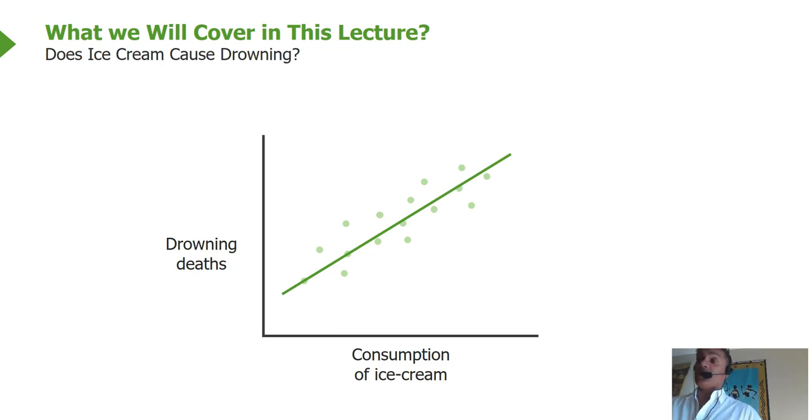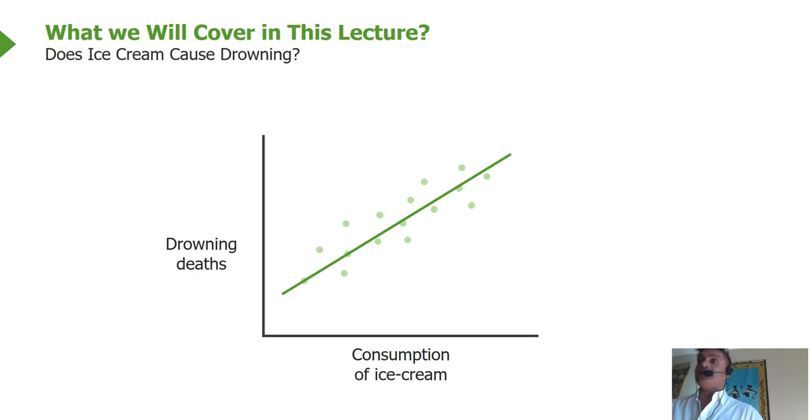What's actually happening here, of course, is that on hot days, people are more likely to be at the beach, and on hot days, people are more likely to be consuming ice cream. So temperature here is a confounder that is creating an illusion of a relationship between ice cream and drowning.